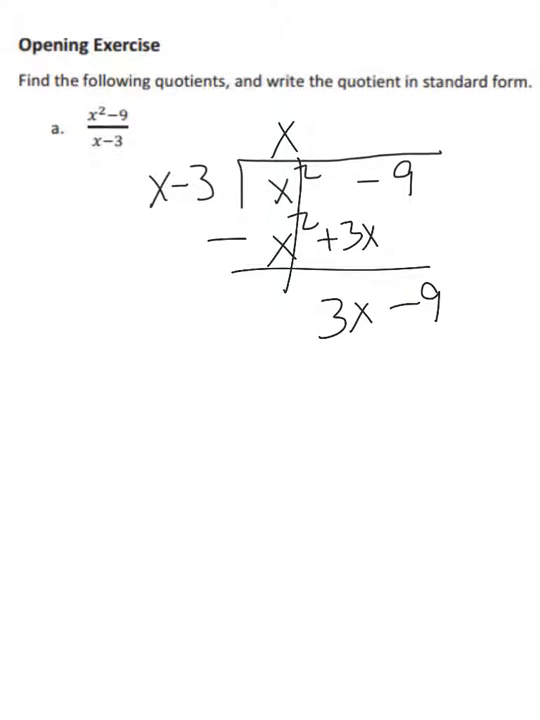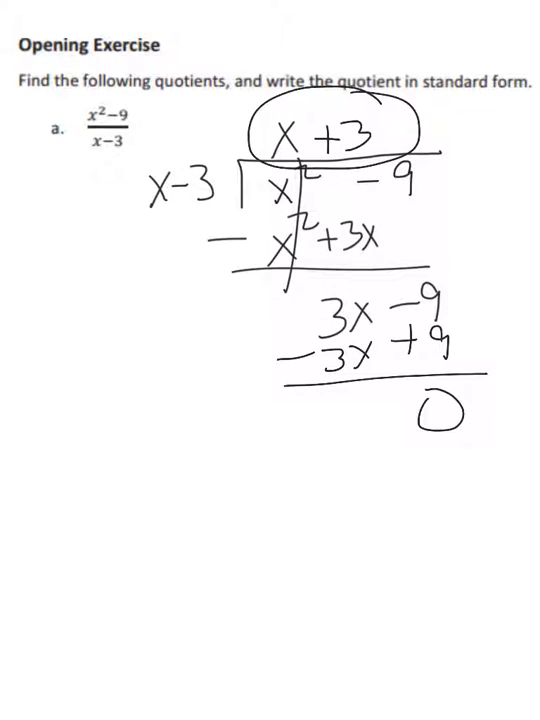Obviously, when I take this and I say what times x gives me 3x, that's going to be a 3, so we'll put that up there, a positive 3. So that gives me 3x. 3 times negative 3 is negative 9. Turn around, keep, change, change, and we have a remainder of 0. So our answer for this quotient is x plus 3. So keep that in mind as we move forward.